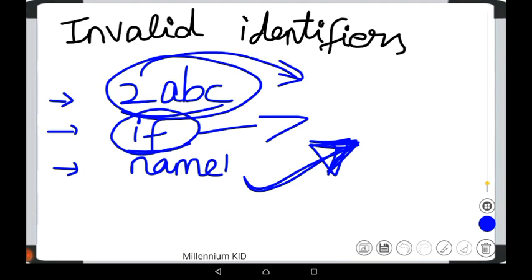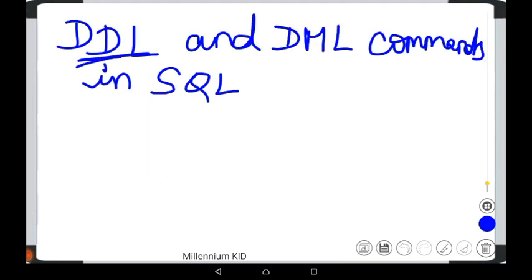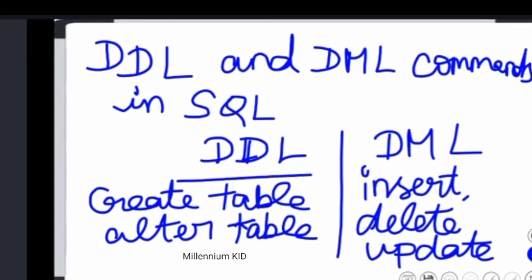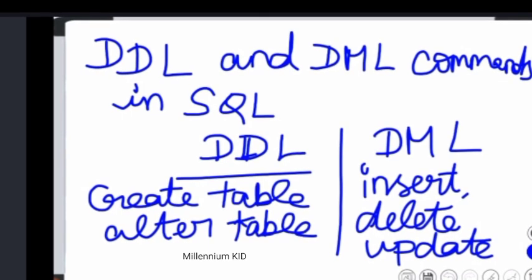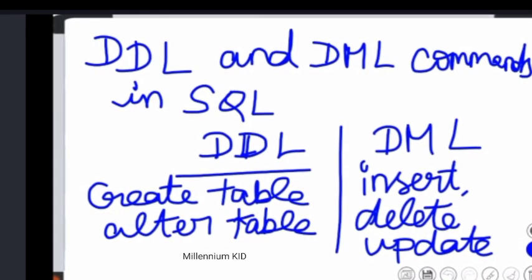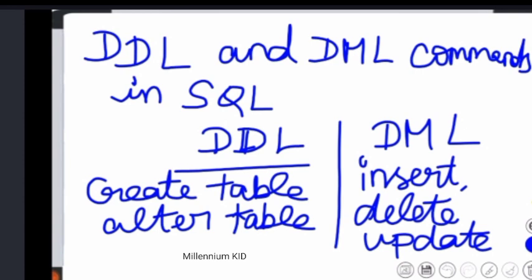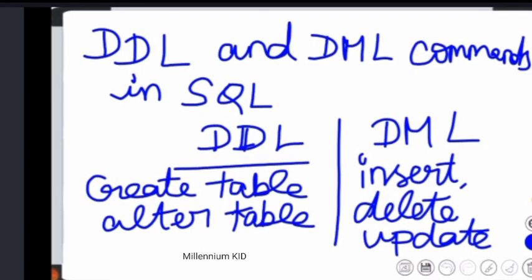And the next question is about DDL and DML commands in SQL. So here DDL is a data definition language which is used to define data structure. For example, the commands which are used to define the table are called DDL commands. Commands like create table and alter table are DDL commands, and DML is a data manipulation language which is used to manipulate data itself. So here commands like insert, update and delete are DML commands.